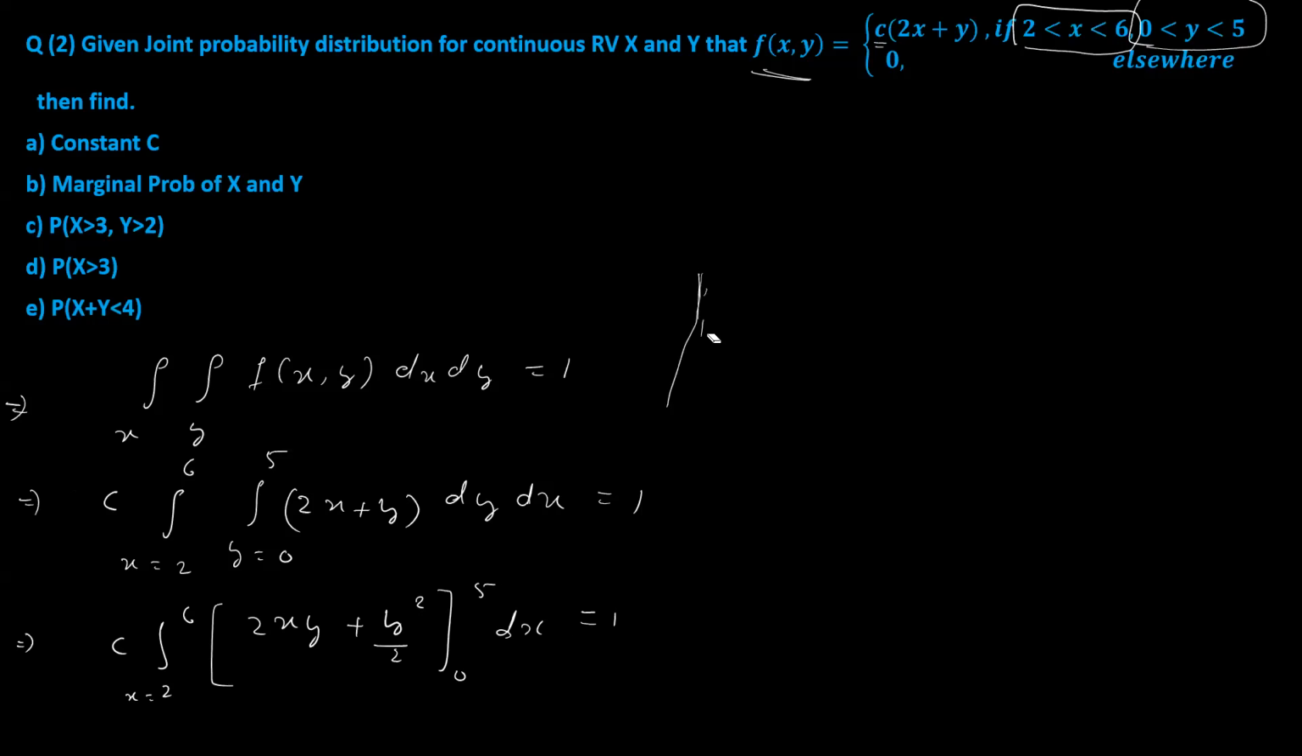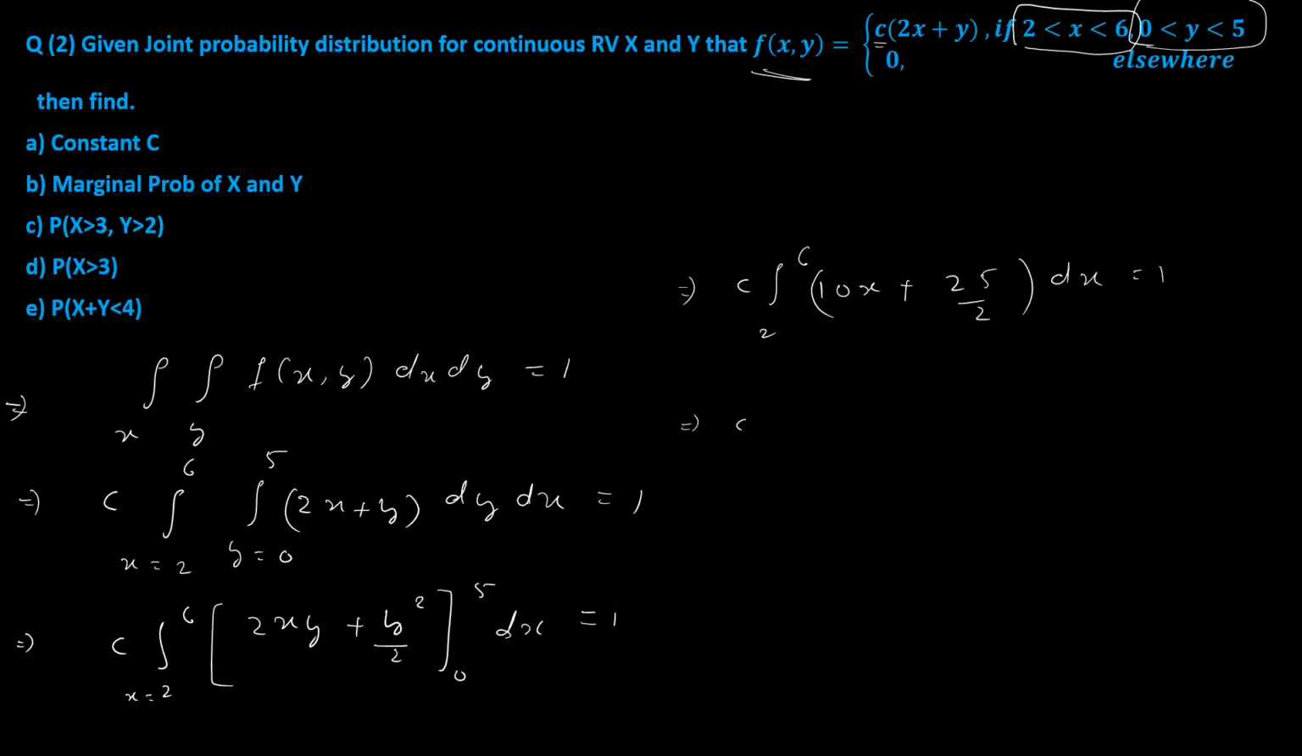Okay, I'll just continue from here. So this will be C, integration of 2 to 6. Apply the upper limit. So you will get 2 into 5, that is 10x, plus 25 by 2. The lower limit is anyway 0, so you will get 0. So you don't need to scratch your head too much for this. That should be equal to 1.